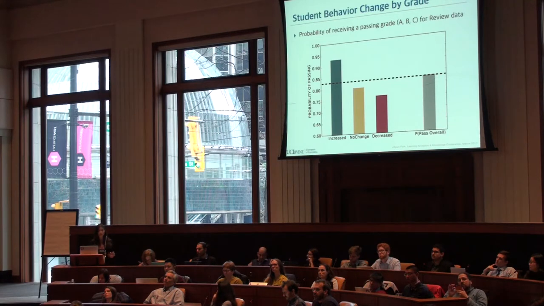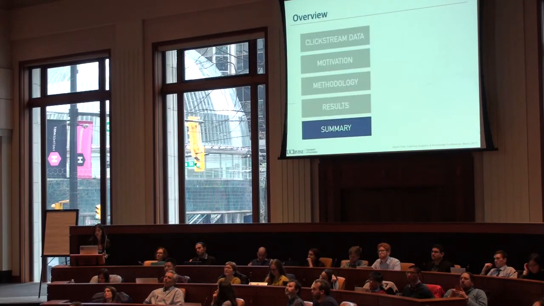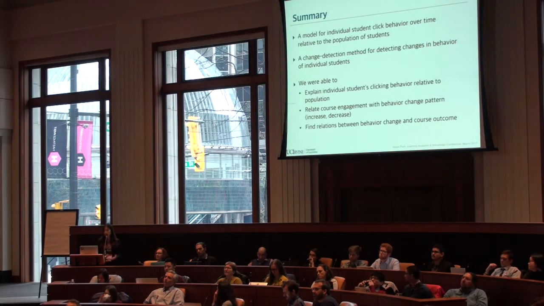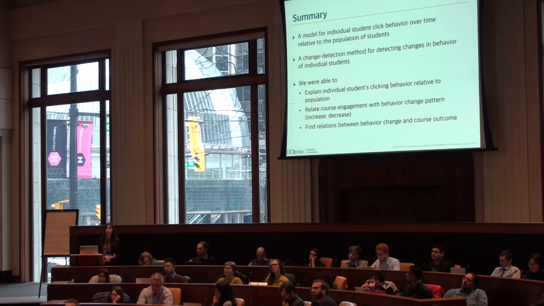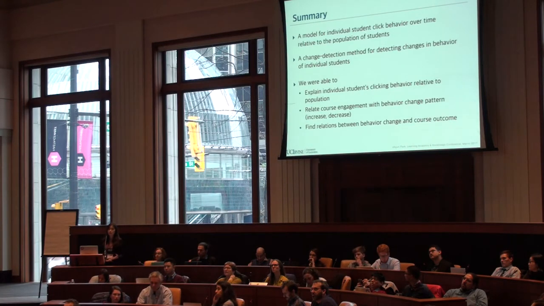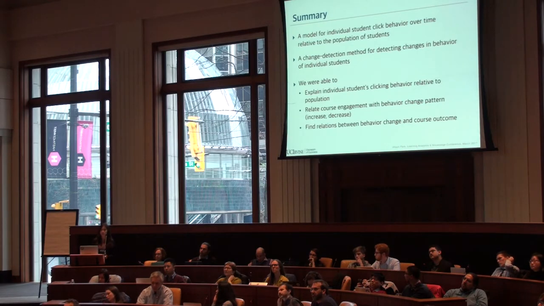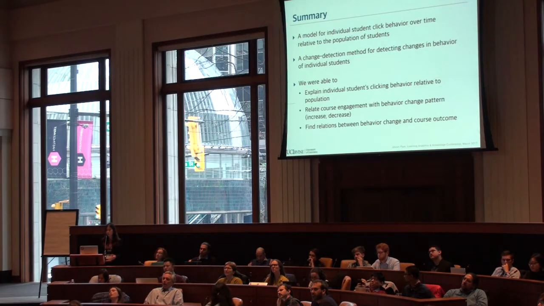So we found that this is not only interesting, but also gives some motivation and some validity to our methodology. Now I'm going to summarize. We showed how to model an individual student's clicking behavior over time relative to the whole population. Also, we talked about a change detection method for detecting changes in behavior of individual students. And from there, we were able to explain individual students' clicking behavior better relative to the population. And also, we were able to relate the course engagement with behavior change patterns, such as increase or decrease. And we also could find relations between the behavior change and the course outcomes.